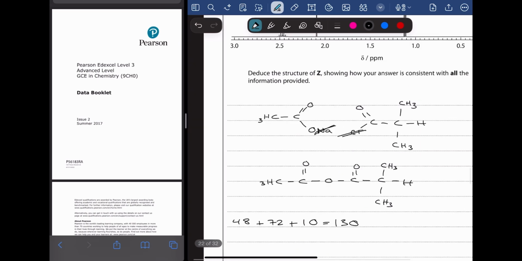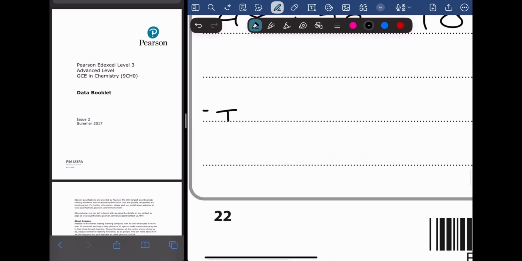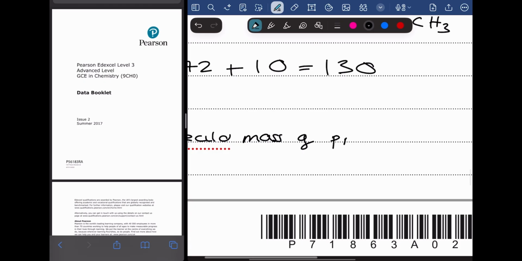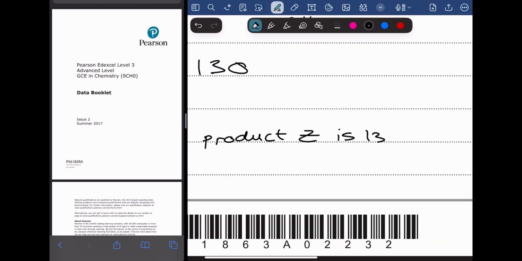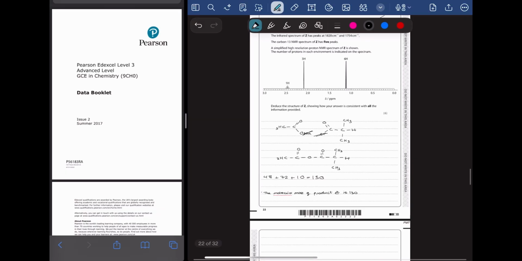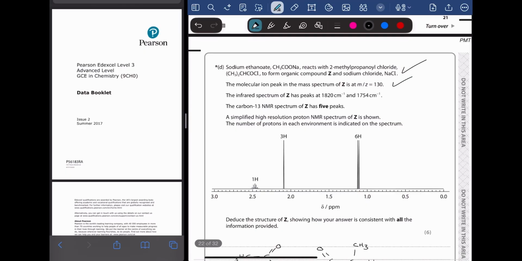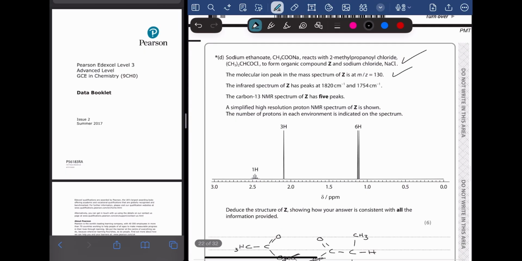So we can take that off, and then our point would be the molecular mass of product Z is 130. Perfect. That's the first mark done already. So the second mark now: the infrared spectrum of Z has peaks at 1820 and 1754.